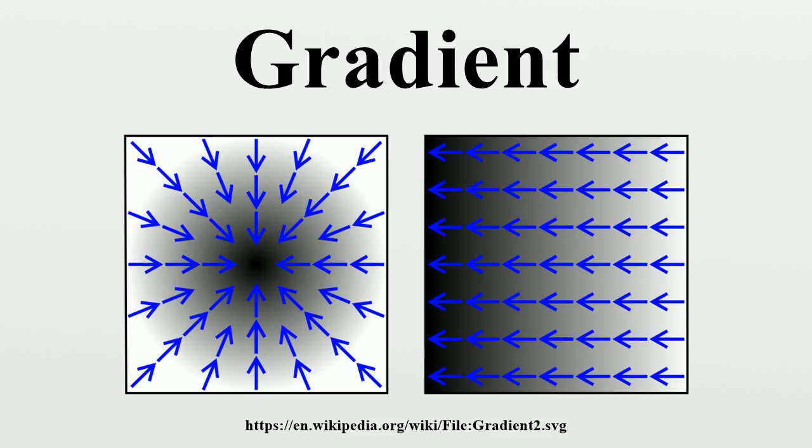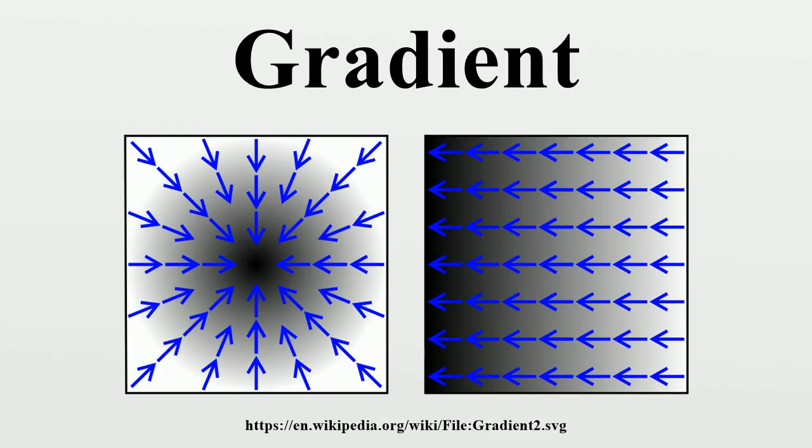Conservative vector fields and the gradient theorem. The gradient of a function is called a gradient field. A gradient field is always a conservative vector field. Its line integral along any path depends only on the endpoints of the path, and can be evaluated by the gradient theorem. Conversely, a conservative vector field is always the gradient of a function.